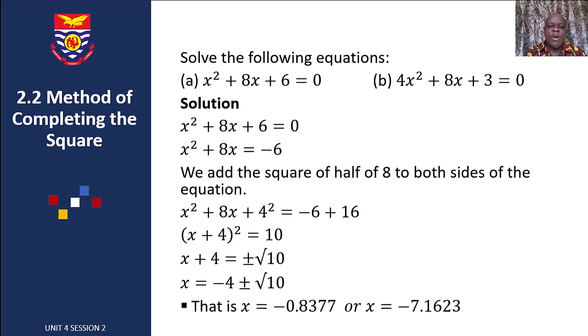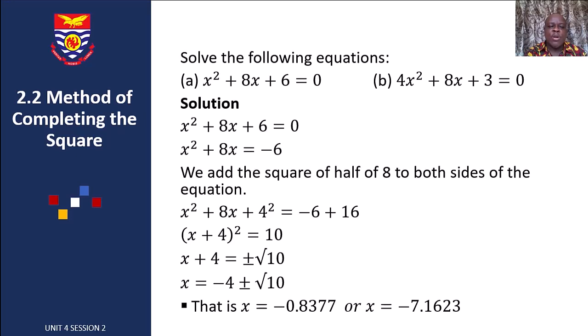Then we will add this to both sides of the equation so that the left-hand side becomes x squared plus 8x plus 4 squared. Then the right-hand side becomes -6 plus 4 squared, which is 16. Then on the left-hand side, we see x squared and we see 4 squared. So we bring both of them into a bracket and square. So we have x plus 4 into bracket and then we square it.